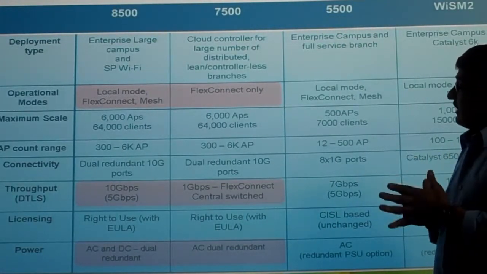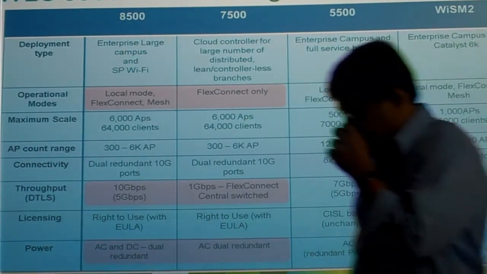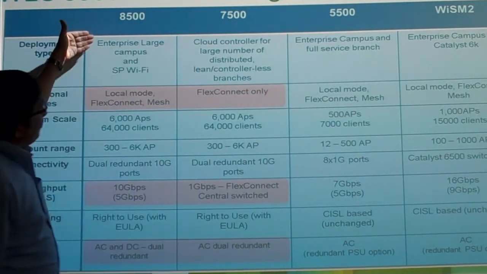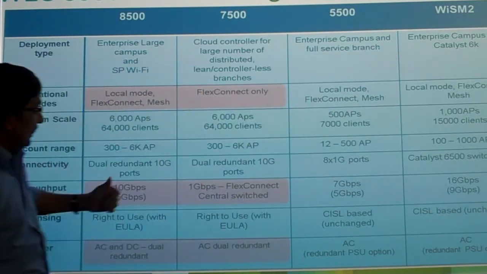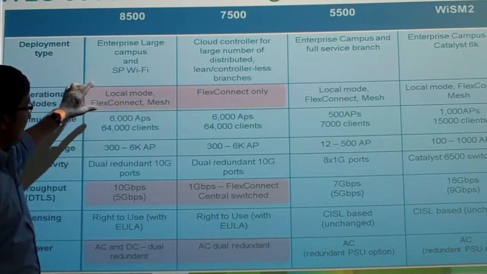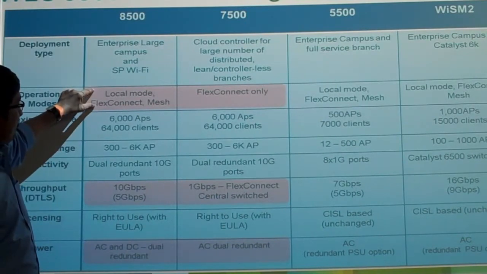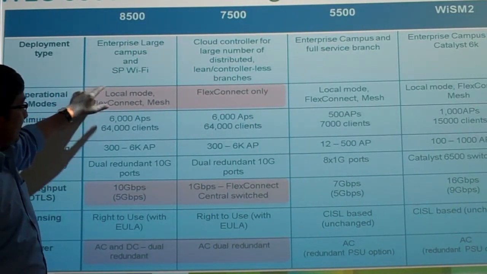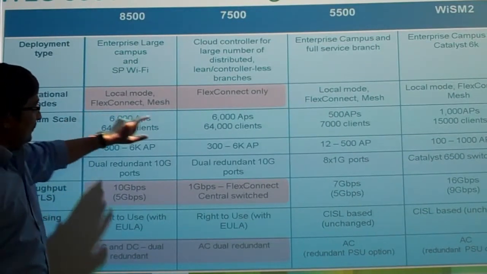So here's a typical comparison of the 8500 controller on the left hand side with the rest of the controllers which have already been released up to now. The main differentiators between the 7500 and 8500 are the three things that are in pink. It supports local mode, FlexConnect mode, and mesh mode APs. Number of APs and clients similar.